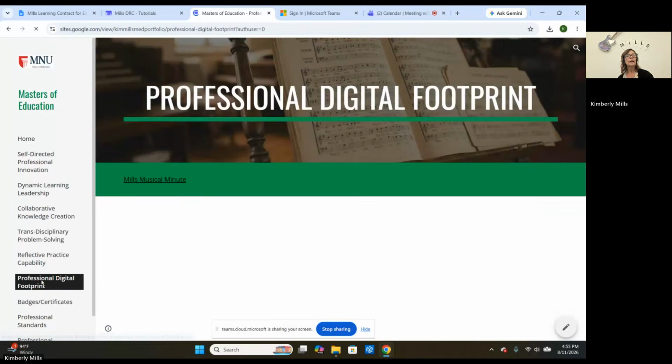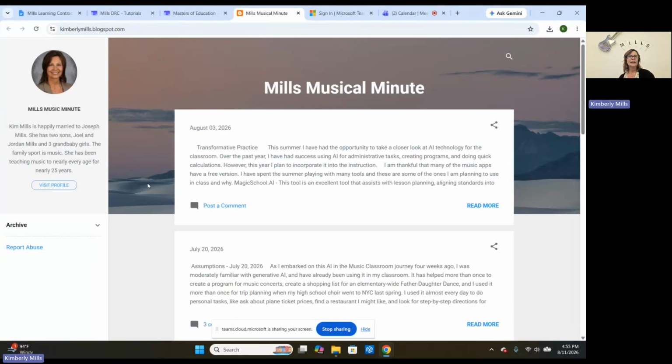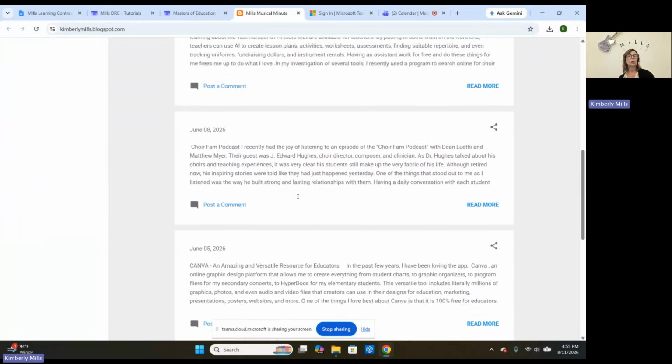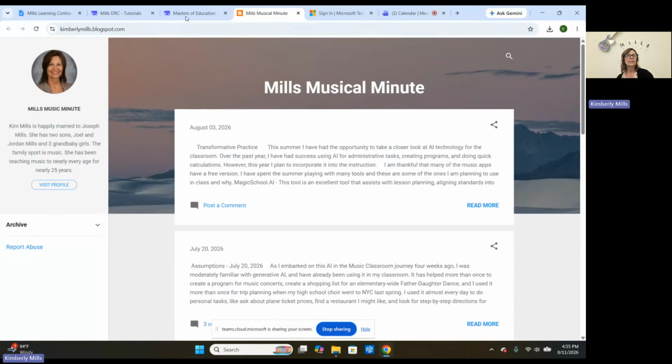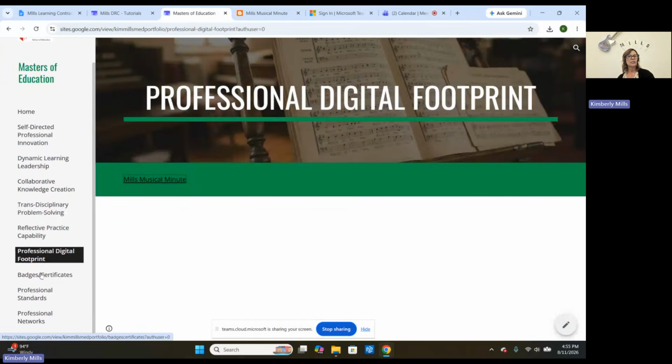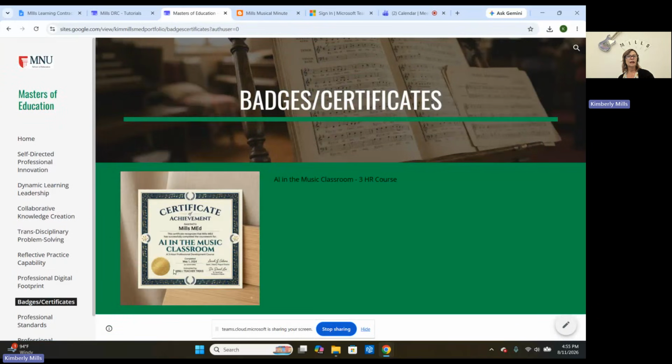The next 3 I have yet to connect to my learning, so we'll skip those for now. My professional digital footprint, of course, contains my blog called Mills Musical Minute. And here it is. And here are the different blog posts that, of course, we all have done in the last several weeks. And then back to the badges and certificates. I have a certificate that I created while I'm waiting for the one that is coming from my Teacher's Track course, that 3-hour course that I just took you through.